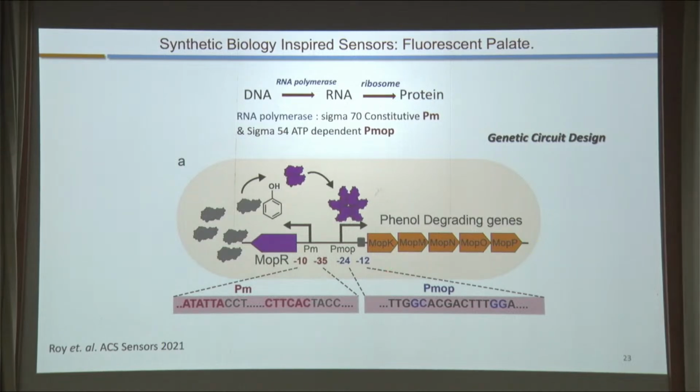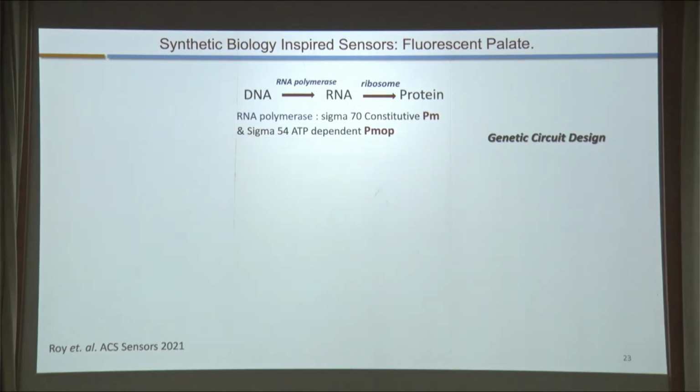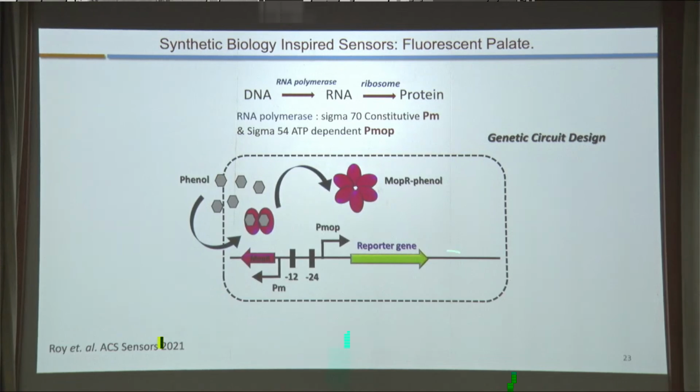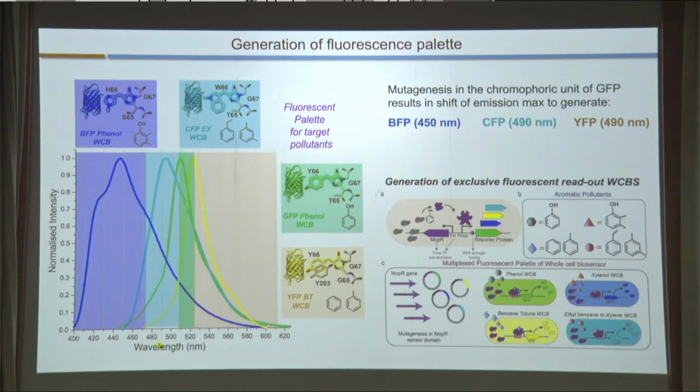Obviously we cannot make all these proteins. So what we did was we took the same machinery and put some kind of a reporter gene instead of all those. Now every time there is phenol in the system, some kind of fluorescence is coming, right? And we are detecting that because this protein is GFP, for example. That's what we did.